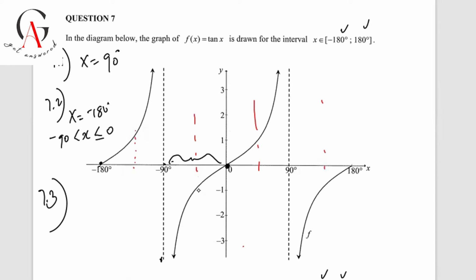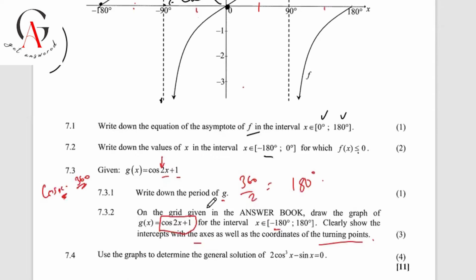So the table for f of x, they told us it's cos 2x plus 1. So g of x we don't have. We're starting from negative 180 and ending at positive 180, using steps of 45.